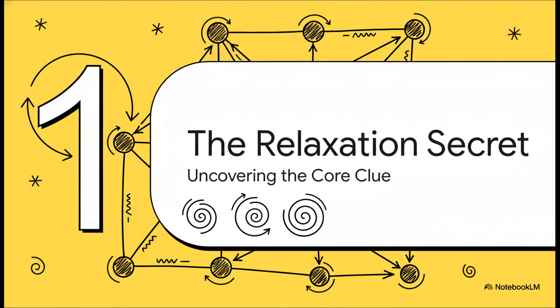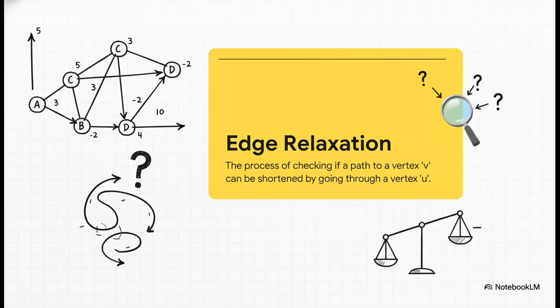What's the magic trick? Well, the secret isn't some big complicated maneuver. It actually comes down to a really simple but powerful process that it just repeats over and over. It's called relaxation. And honestly, that's the core clue to understanding this whole thing. Okay, let's unpack that. Relaxation might sound a little abstract, but I promise it's super straightforward. It's really just about asking one simple question again and again for every single road on the map.